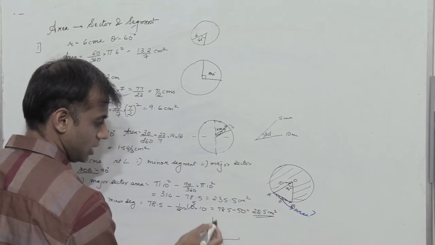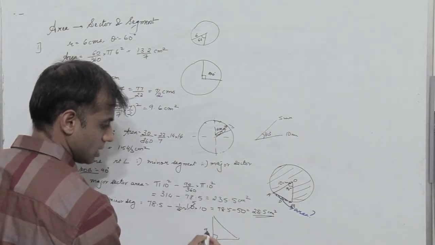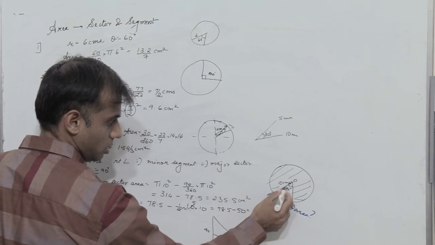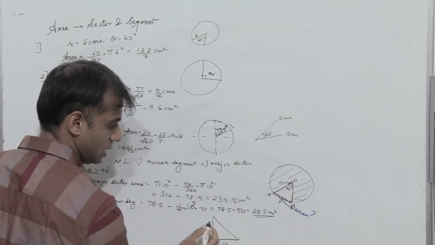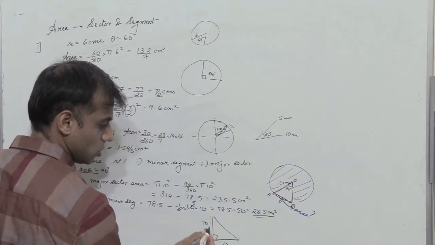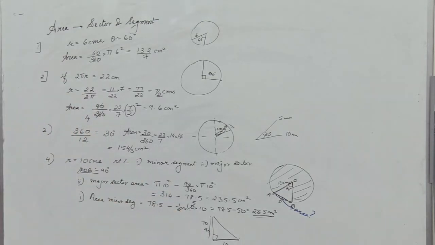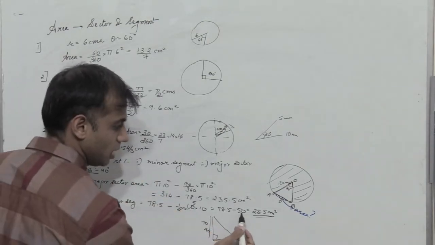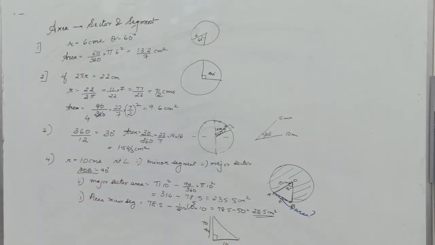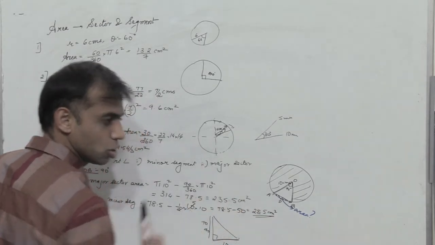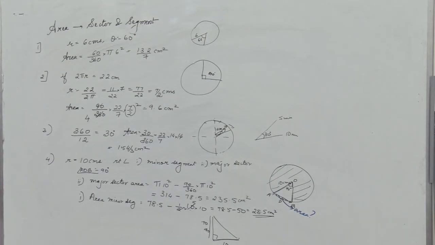So if you have a right angle triangle, the angle is 90 degrees, the base is 10, and the height is also 10. So it is half into base, which is 10, into height, which is 10. So we get 50. So 78.5 minus 50 gives us 28.5 centimeters square. So this is the area of this segment APB, which is shown in shaded blue.